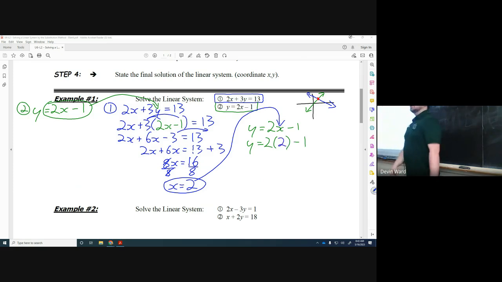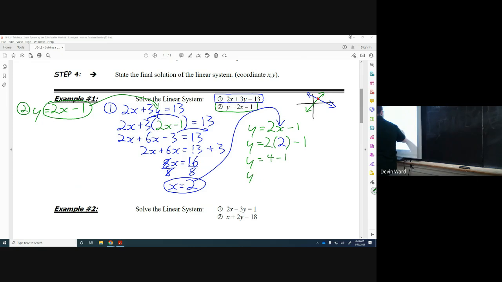Times 2, because that's what I got from equation number 1. Y equals 4 minus 1. Y equals 3.